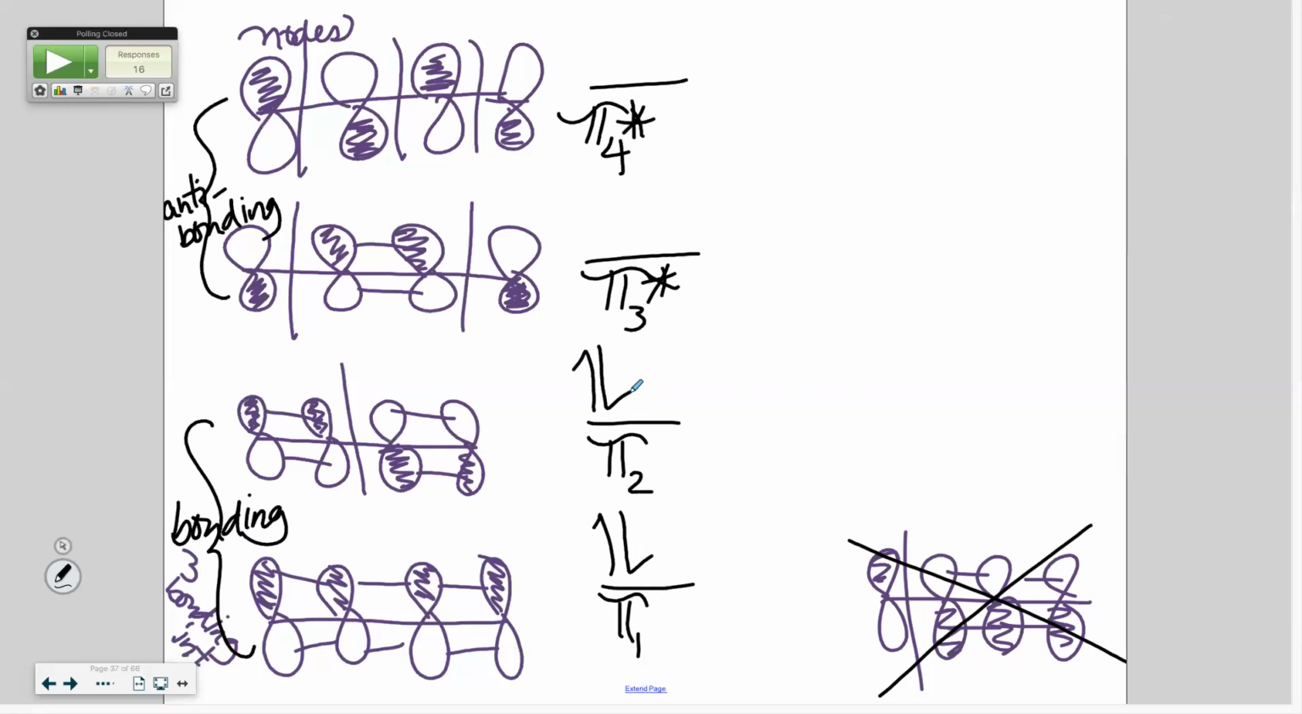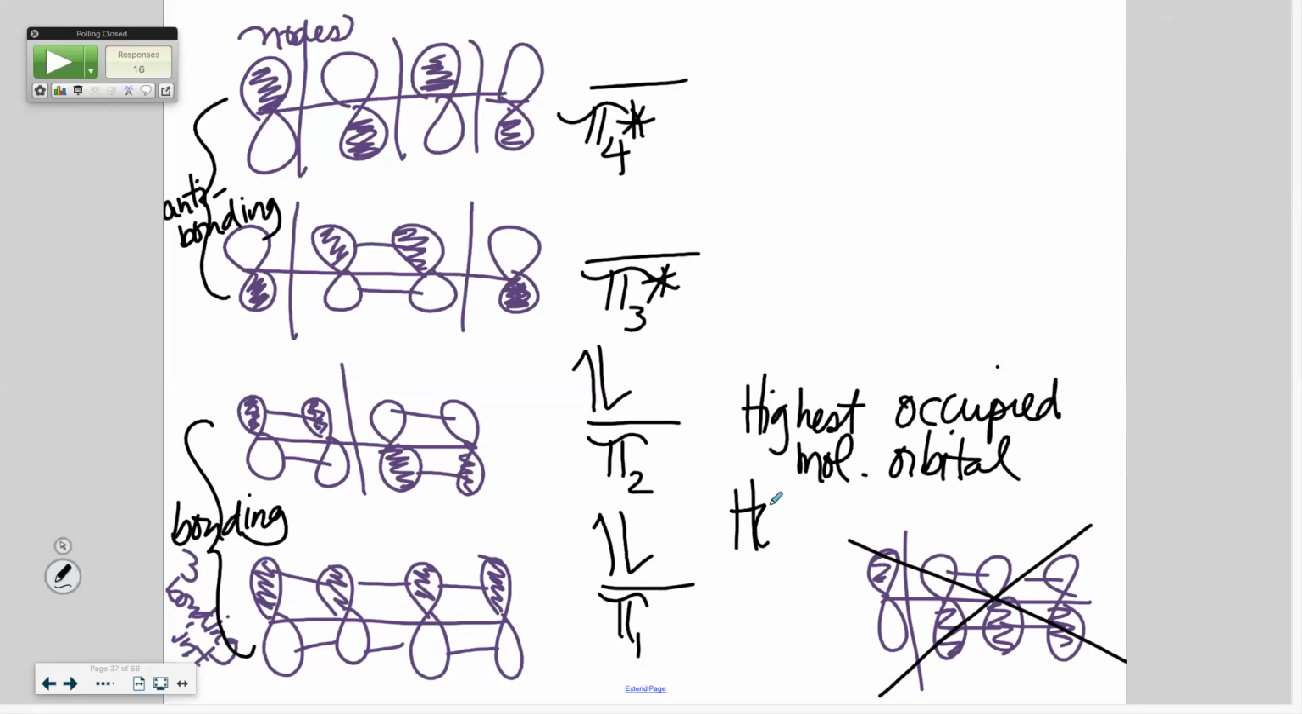So which orbital up here is the highest occupied molecule? Now we got some choices. Which one is highest in energy and has electrons in it? Pi 2. This is it. Highest occupied molecular orbital has been referred to as a HOMO for many years.